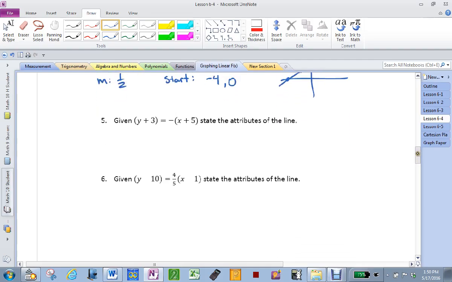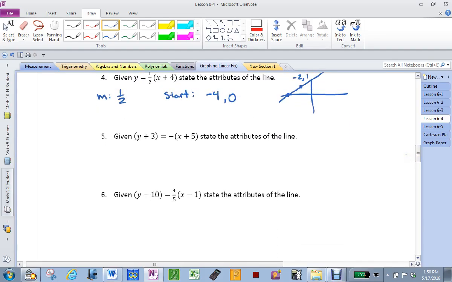-4, 0 is right there. Up 1/2 is -2, +1. Good? Excellent. And now number 5 and number 6 are back to the easy stuff, just like at the beginning, to bring us full circle.